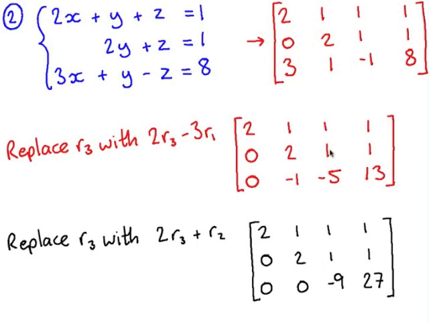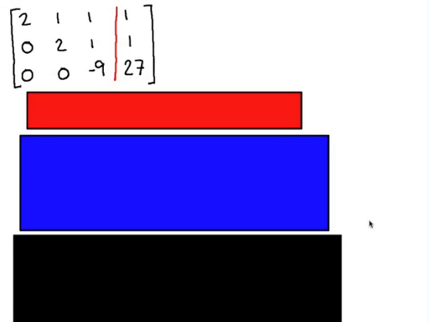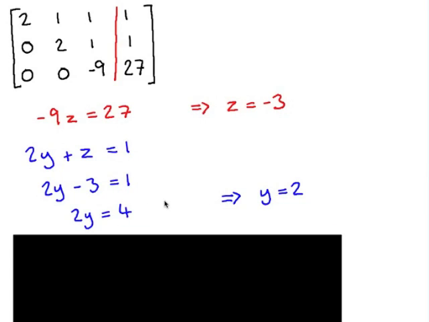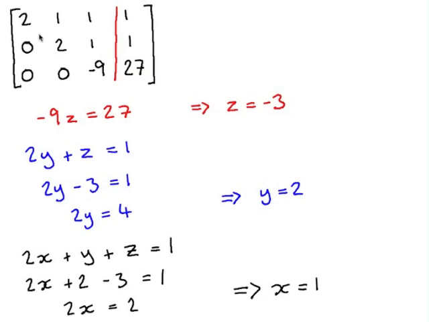Negative 10 plus 1 is negative 9. And 26 plus 1 is 27. Now we're in row echelon form, and we can solve the equations just as before. Negative 9z is 27, so z is negative 3. Substitute into the second row, 2y plus z is 1, and z is negative 3, so that makes y 2. And then substitute back into the x plus y plus z is 1. And substituting in gives us x is 1.